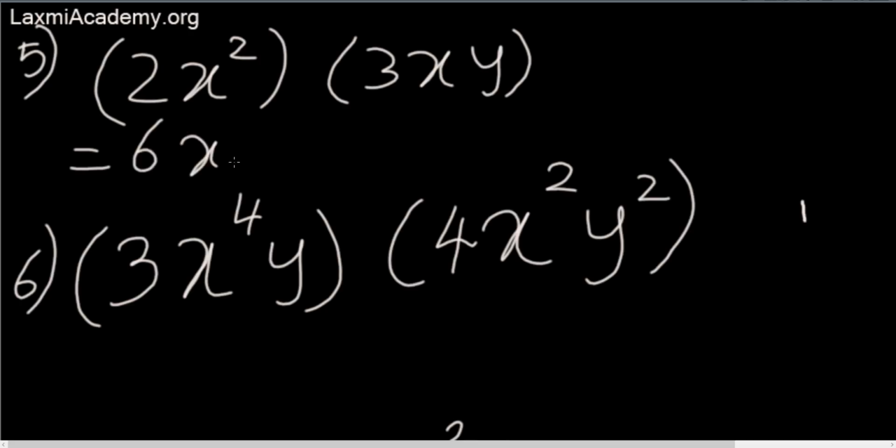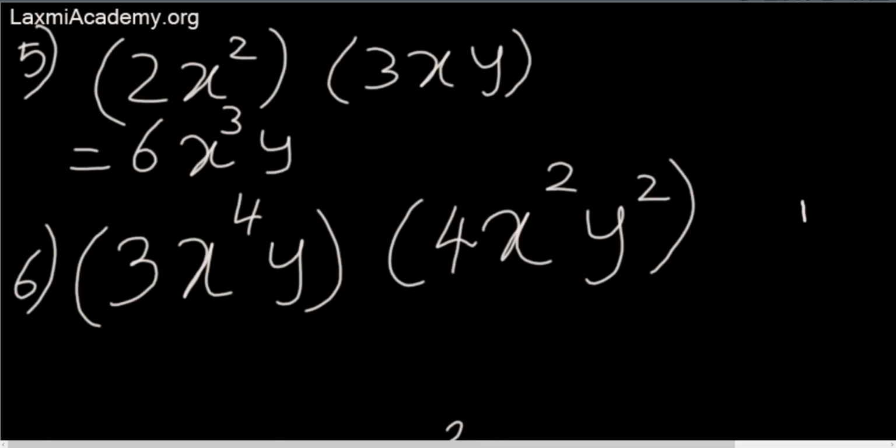x squared, here the power is 2 and here the power is 1. When you don't have any power, it is 1 because we have x 1 time. So 2 plus 1 is 3. And then there is a y. There is no other y anywhere else, so y remains as it is.